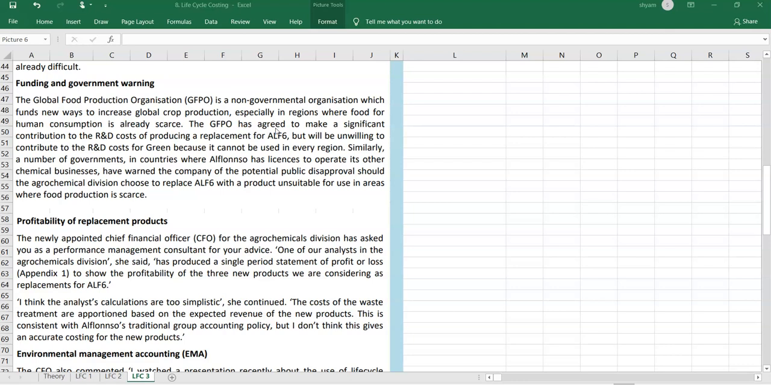Okay, so the GFPO has agreed to make a significant contribution to the R&D cost of producing a replacement for LF6, but will be unwilling to contribute to the R&D cost for green because it cannot be used in every region. Similarly, a number of governments.